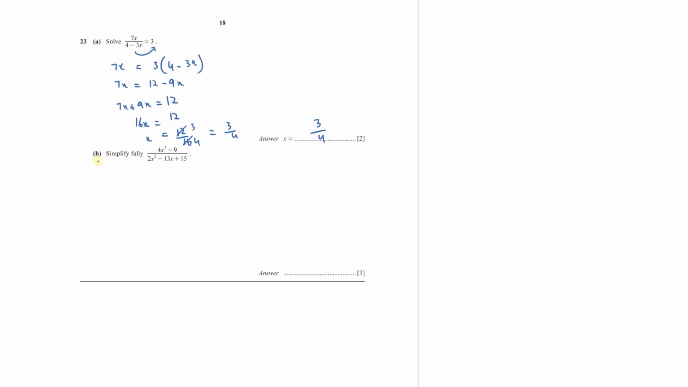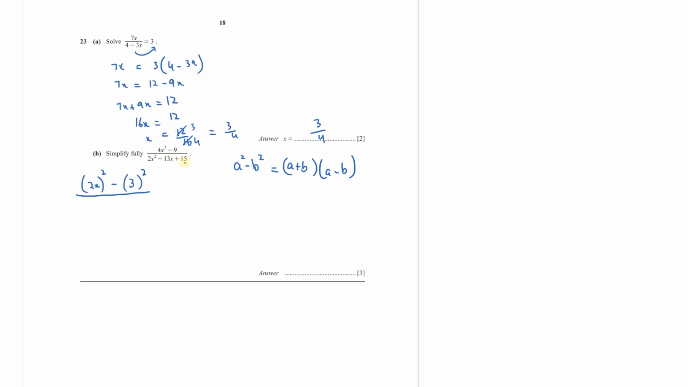So part B is simplify fully: 4x squared minus 9 over 2x squared minus 13x plus 15. So I can factorize both the numerator and the denominator. For the numerator, I'll use this property: a squared minus b squared equals a plus b times a minus b. So 4x squared can be written as 2x whole squared, minus 9 can be written as 3 squared. And then for the denominator, I'll factorize.